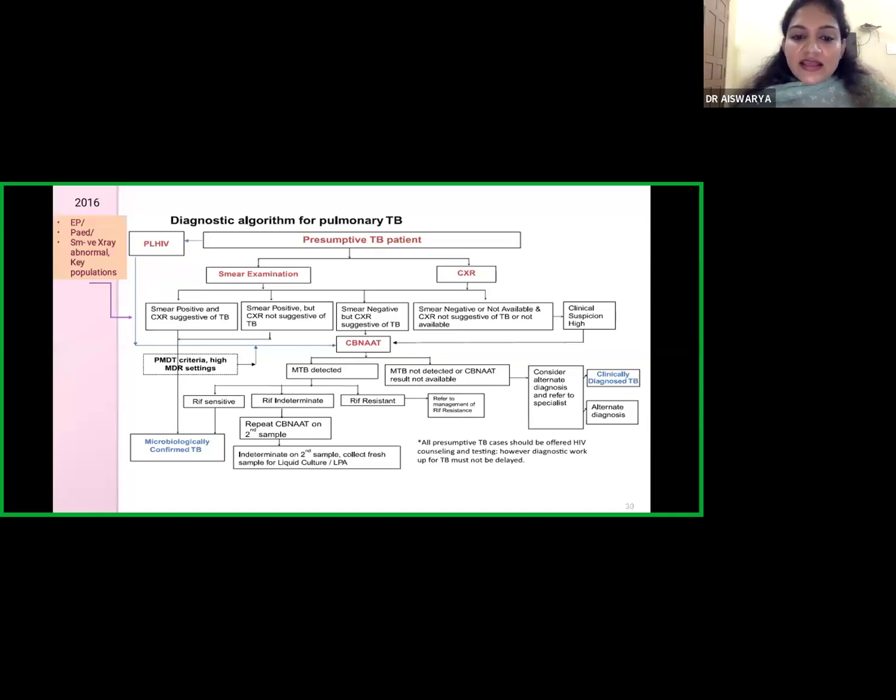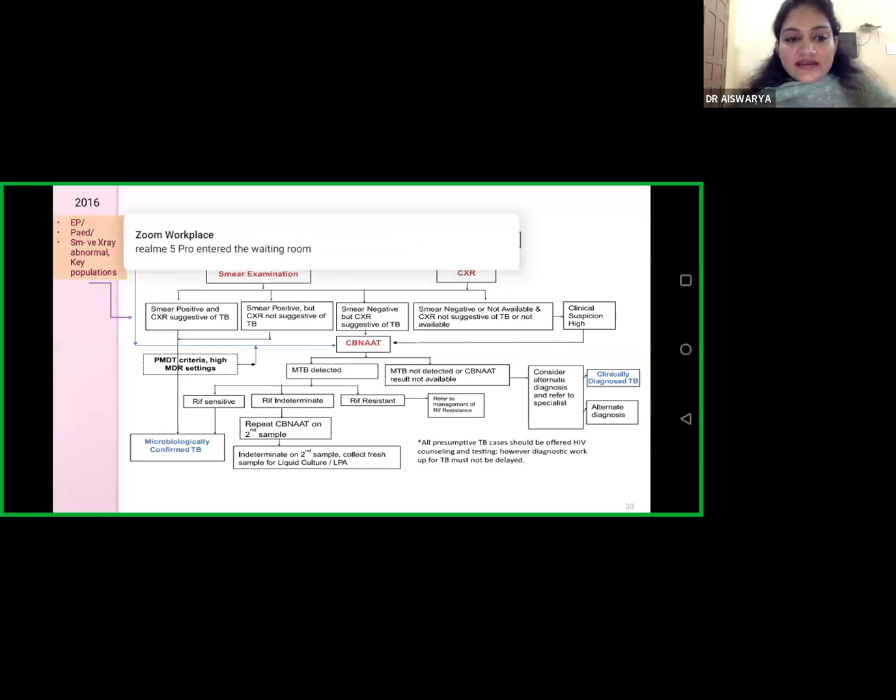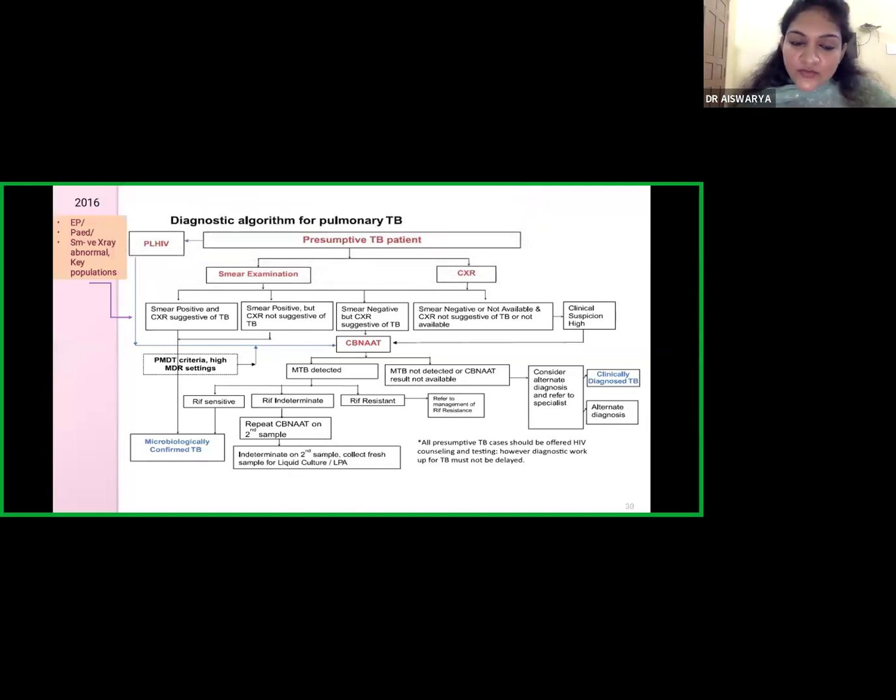In CBNAT, we get either MTB detected or MTB not detected. If the result is MTB detected, we need to look at whether rifampicin is sensitive or resistant. If rifampicin is sensitive, we call it drug-sensitive TB and treat accordingly. If rifampicin is resistant, we need to refer them to an expert for management of drug-resistant TB. Sometimes the result comes as rifampicin indeterminate. That means we need to repeat the CBNAT on a second sample. And if the second sample is also indeterminate, we need to go with the line probe assay.